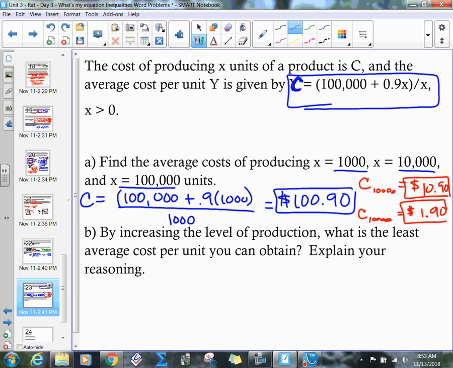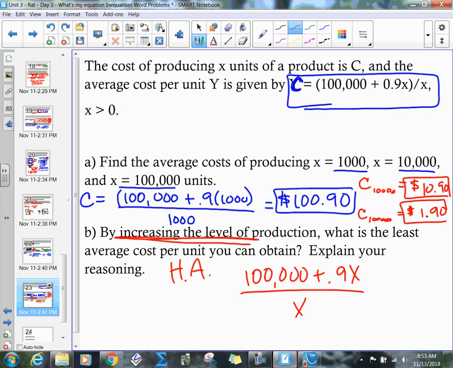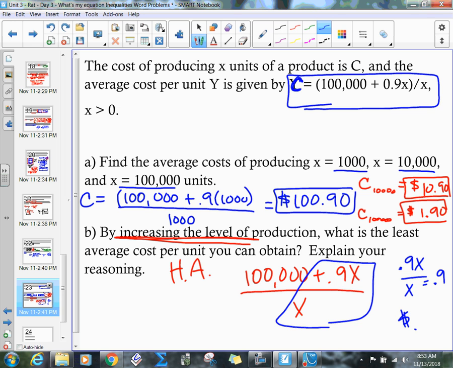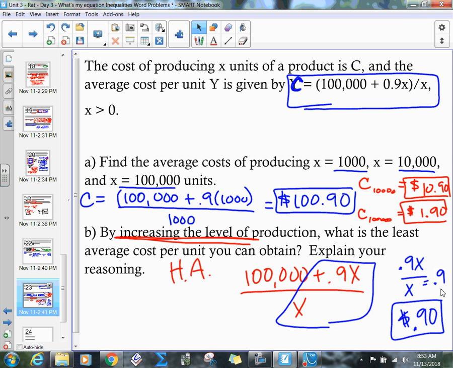Part B says, by increasing your level of production, what's the least average cost you can obtain? Increasing how much I'm producing. This is a horizontal asymptote question. So 100,000 plus 0.9x divided by x. If I look for my horizontal asymptote, I'm looking back here. What is 0.9x divided by x? It is 0.9. You're talking about your average cost getting down to 90 cents.